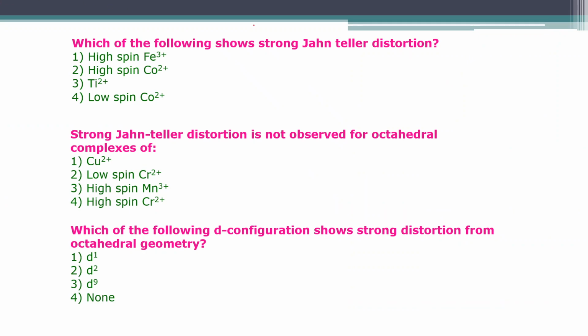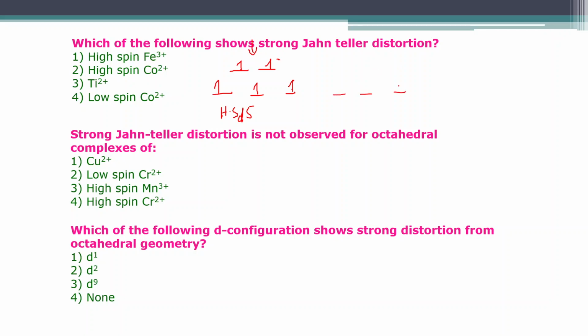Which of the following shows Jahn-Teller distortion? This is similar to the earlier problems we had. High spin Fe3 plus is asked. We can draw high spin Fe3 plus in this manner. Fe3 plus means it is D5 configuration, and if it is a D5 high spin state, we will arrange in this manner, and we know this is a symmetrical or even distribution, and this means there will be no electronic degeneracy and no Jahn-Teller.